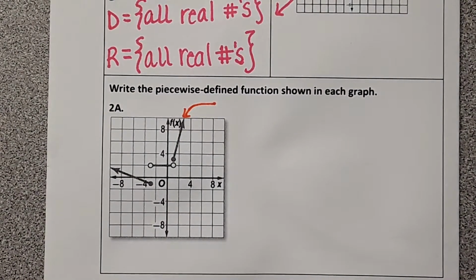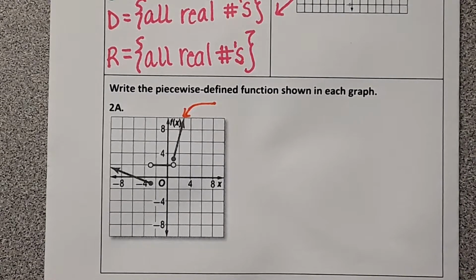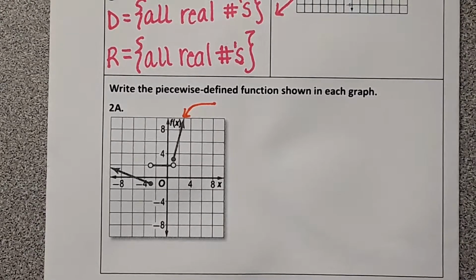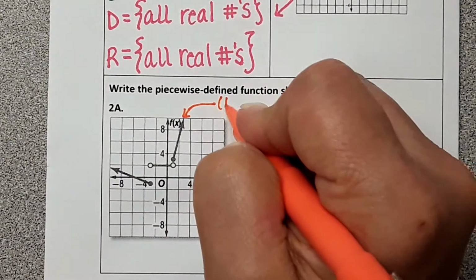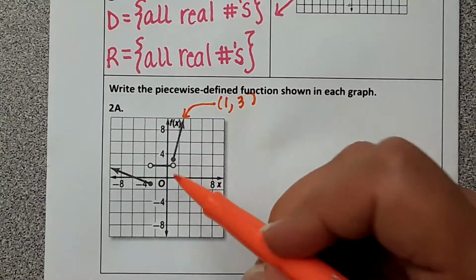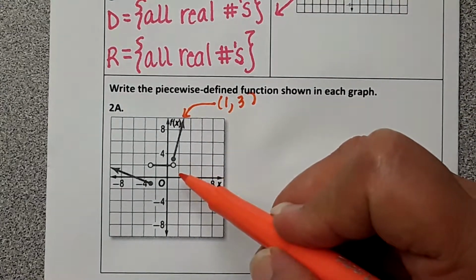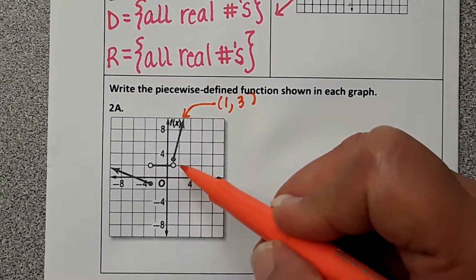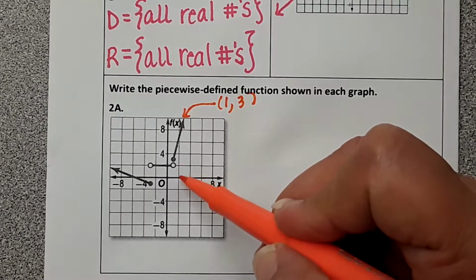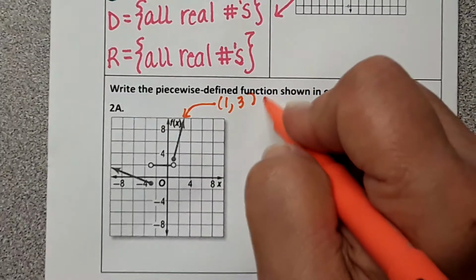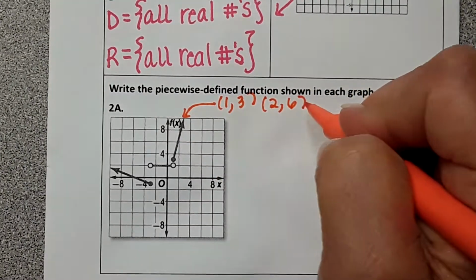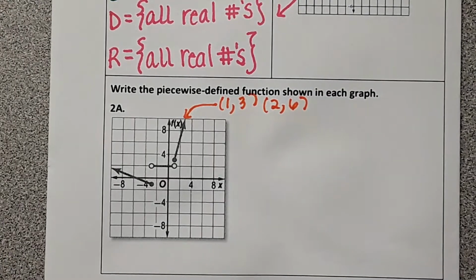In order to do that, just like we did before, we're going to have to find the equation of the line. So it looks like it is (1, 3). So we're going to use (1, 3). And then there should be another point, and the other point looks like it is (2, 6). I know it's not exact, but I'm sure if we blew it up, we could see it.